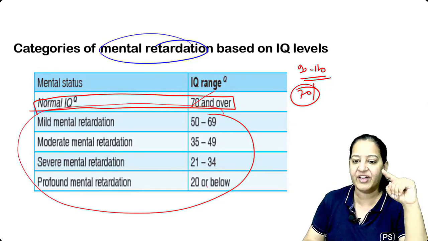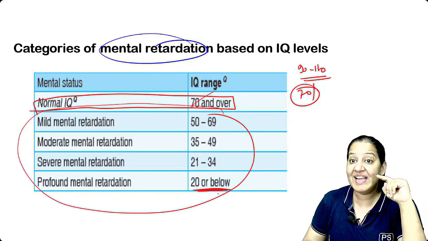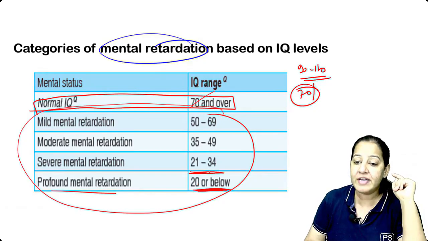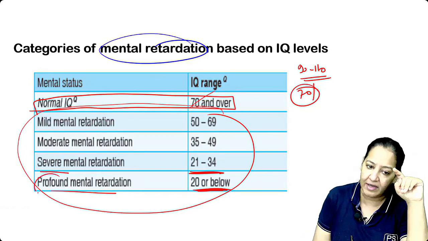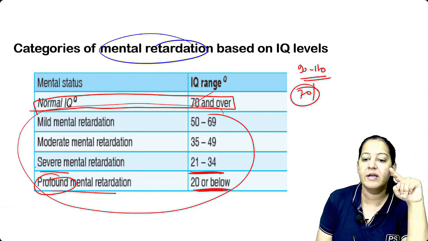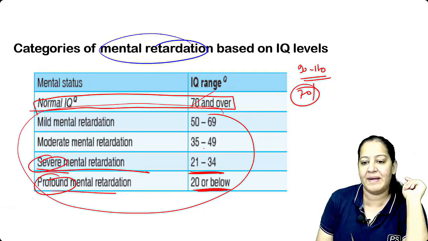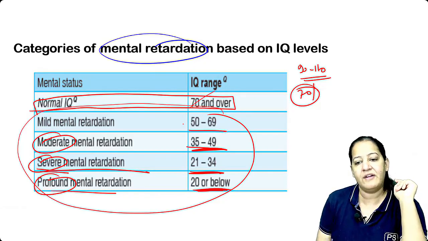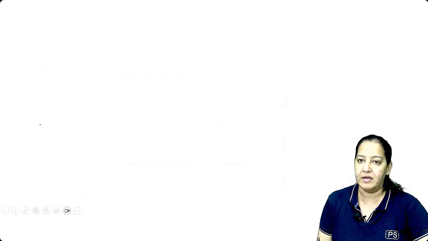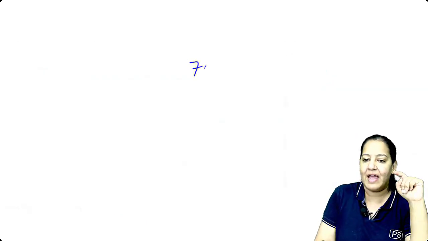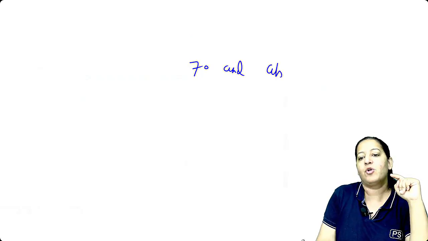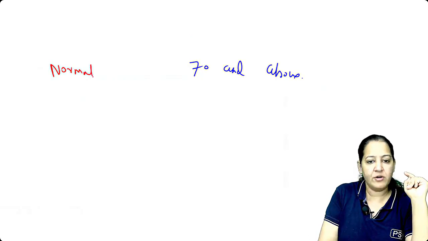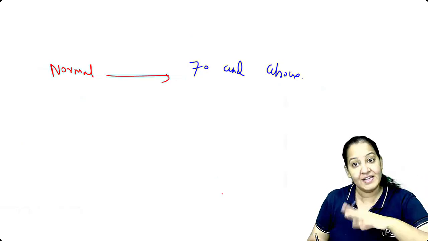So come on the classification, 20 or below, less than 20 is profound mentally retarded person. 20 to 35 is severe mentally retarded. 35 to 50 is moderate mentally retarded. And 50 to 70 is mild mentally retarded. So 70 and above is normal. For mental retardation, 90 is not normal. You say 70 is normal, I will not call the person as mentally retarded. Below everything that is mentally retarded.